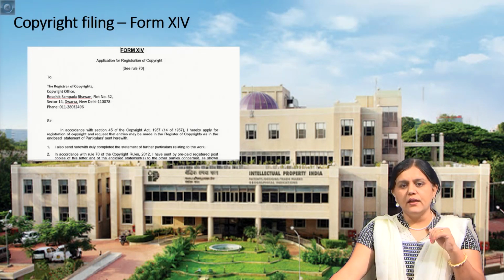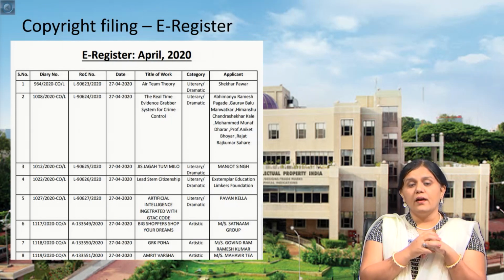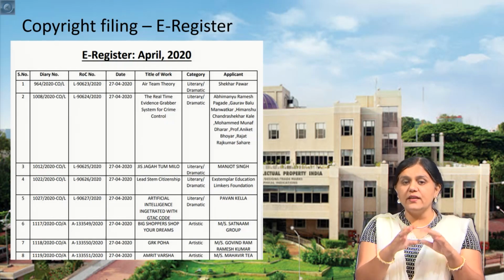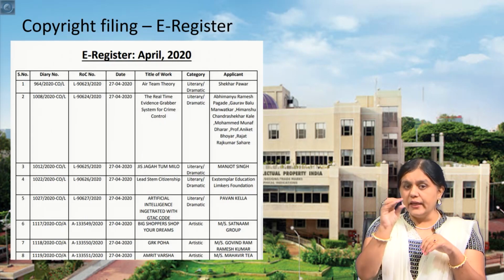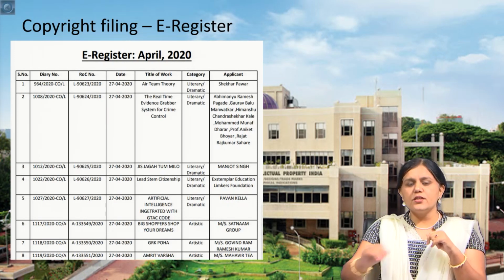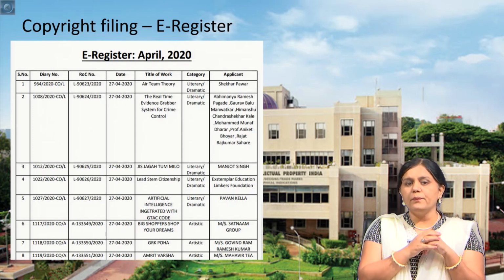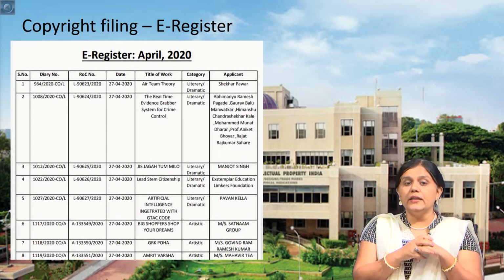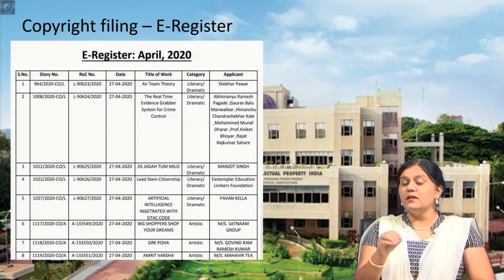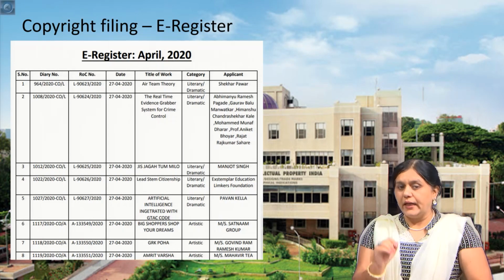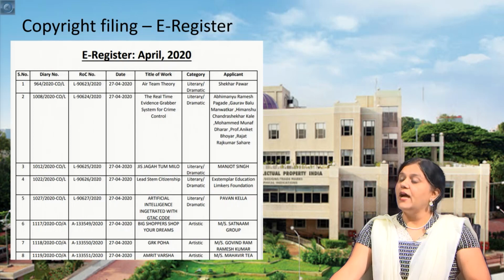Okay. Now, next is the copyright e-register. Whenever you do the registration, where will you get the information? Online you can see the e-register. Now, what information can you get in the e-register? You can see on the screen that there is a serial number, then a diary number, then a ROC number, registration of a copyright. Then you can see the date, the title of the work, along with the category and, obviously, the applicant details.